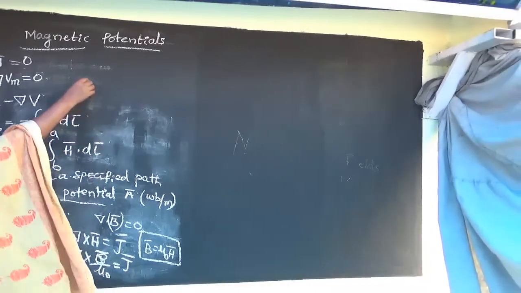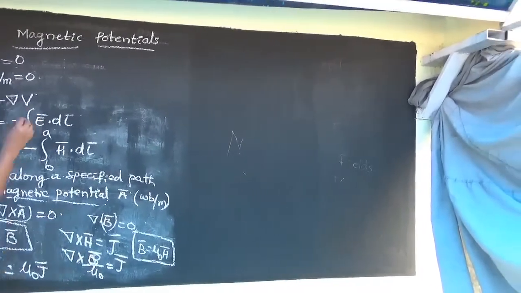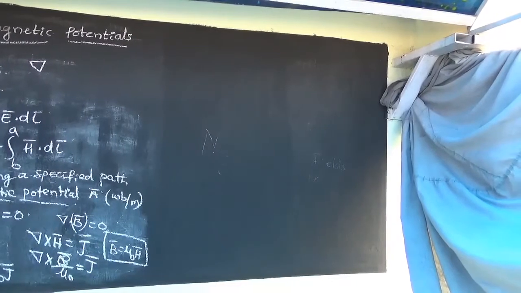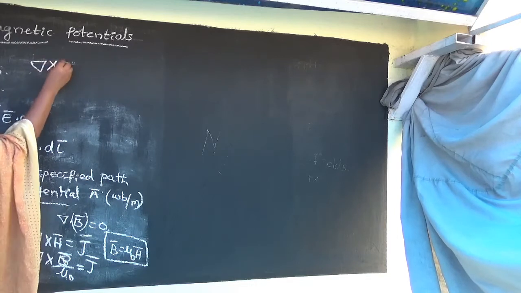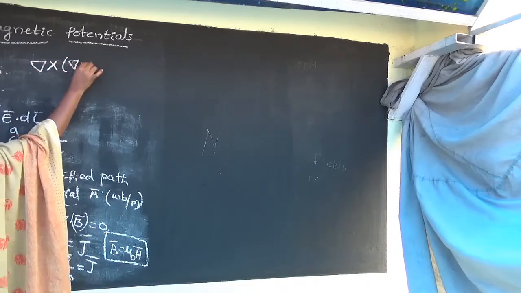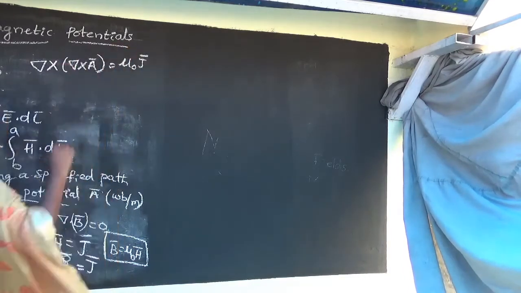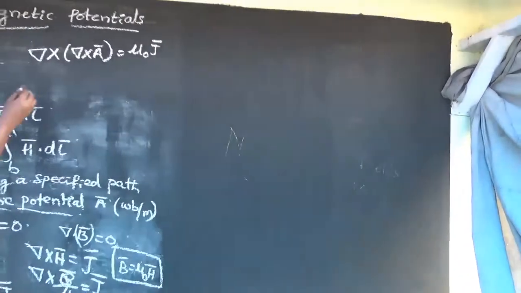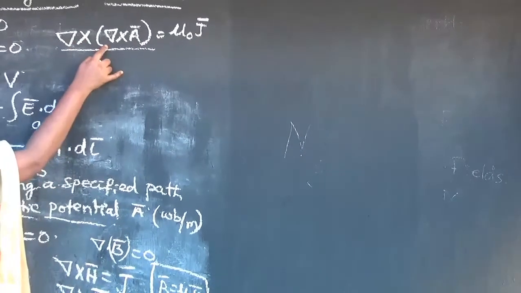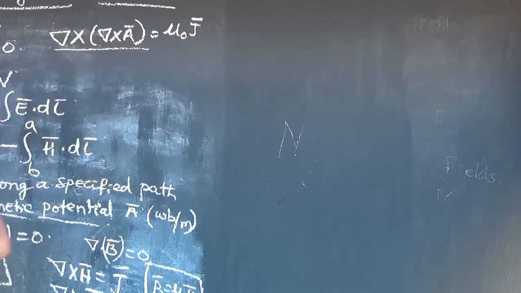Again we will come here. Del cross B bar is equal to mu naught J bar. So instead of B bar, what we can write? Del cross A bar. So del cross del cross A bar is equal to mu naught J bar. This is nothing but the cross multiplication of three vectors.